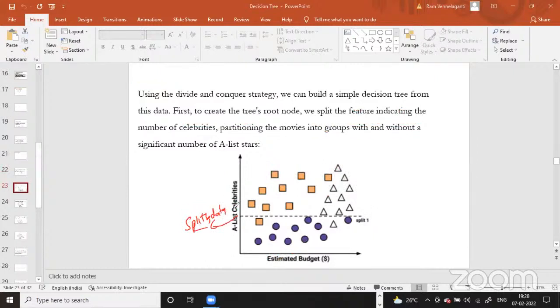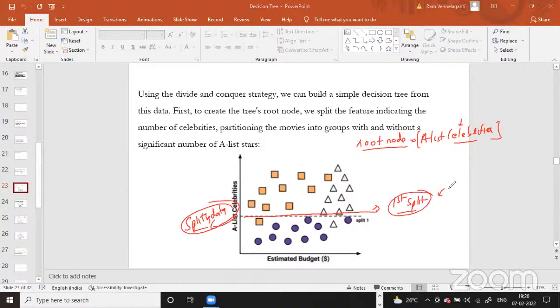Imagine that the most important feature, or root node, in our data set is A-list celebrities. So we are doing our first split like this. When you split your data like this, what is the information that you are getting? You are able to divide your data into two regions, region 1 and region 2. What can you say about region 1?